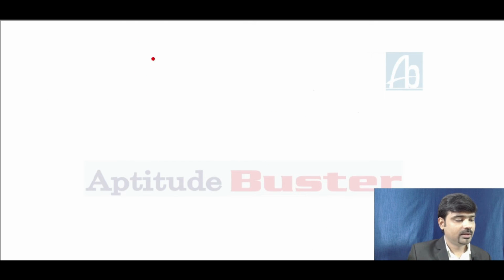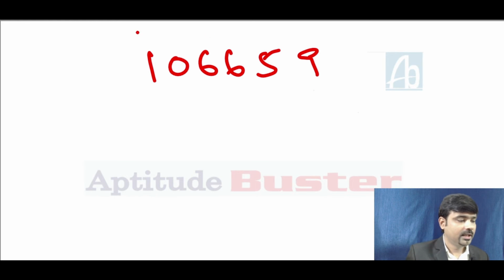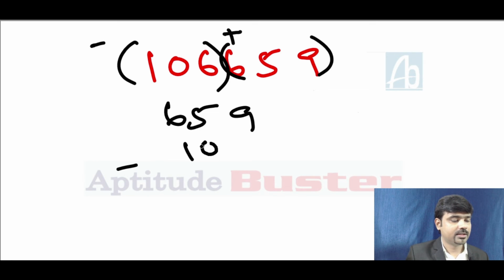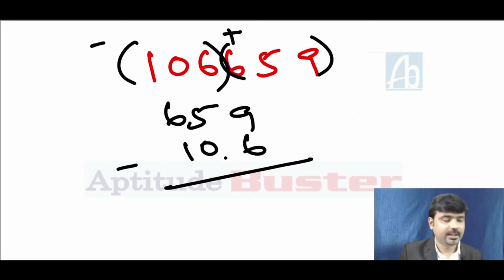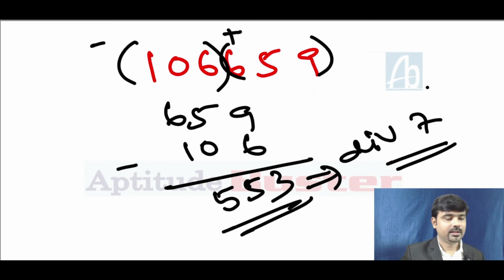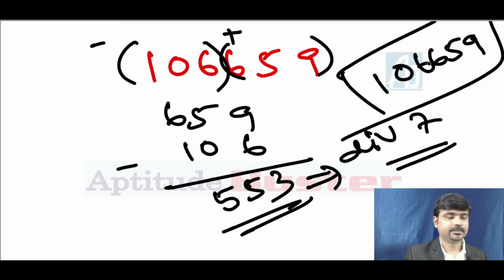Take this number, 106659, just 6 digits. Put plus for the last 3 digits and minus for the next 3 digits. 659 minus 106 is 553, divisible by 7. So that means this value, 106659, should be divisible by 7.